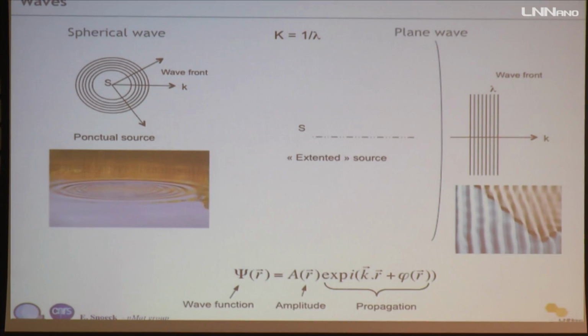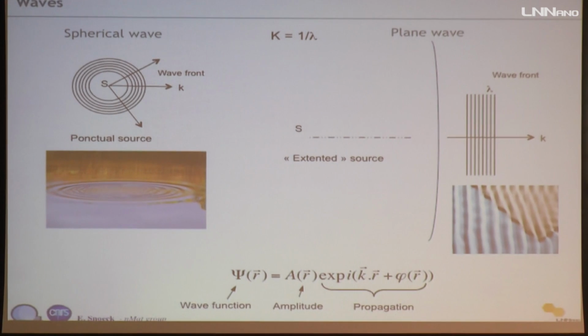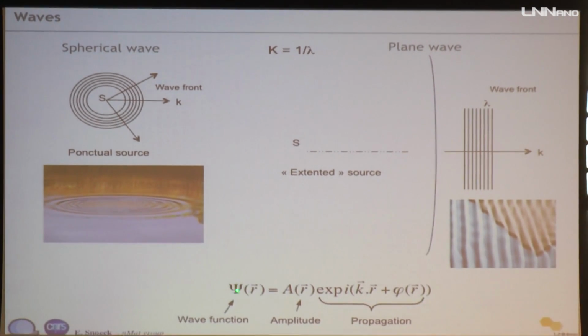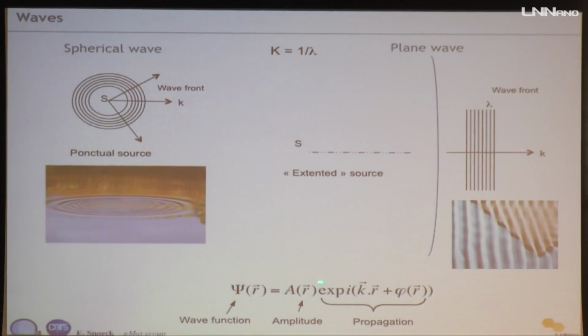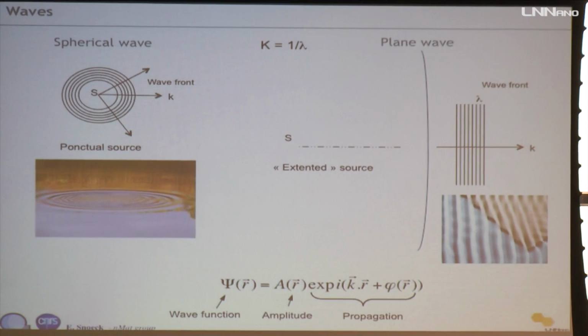If there are waves, there are different kinds of waves. Either they are spherical waves, or they are plane waves. In the case of the electron beam, you have a plane wave from an extended source in the gun, and then you have a plane wave going through the column. You can describe this plane wave with an amplitude term and a propagation term, and in the propagation term, you have this phase term.